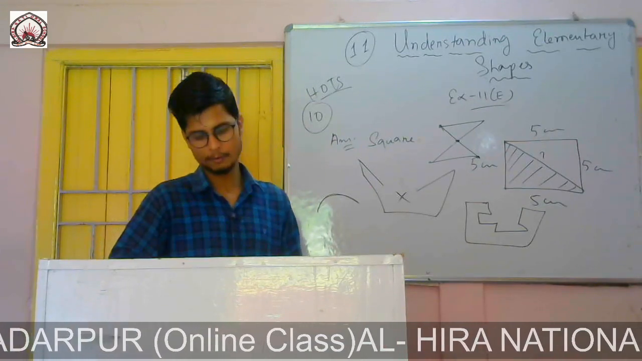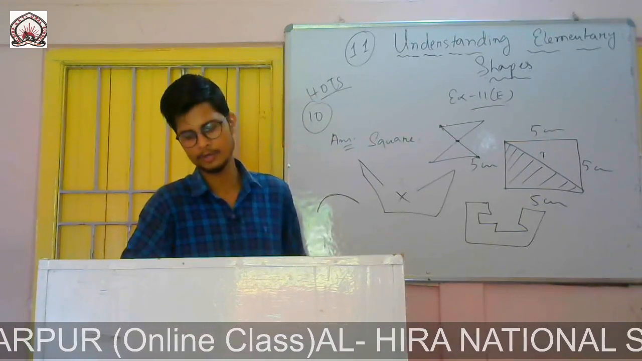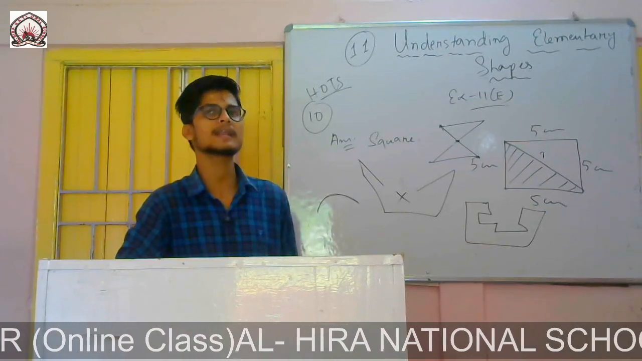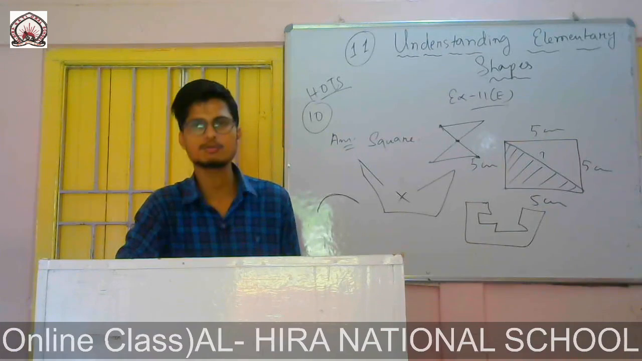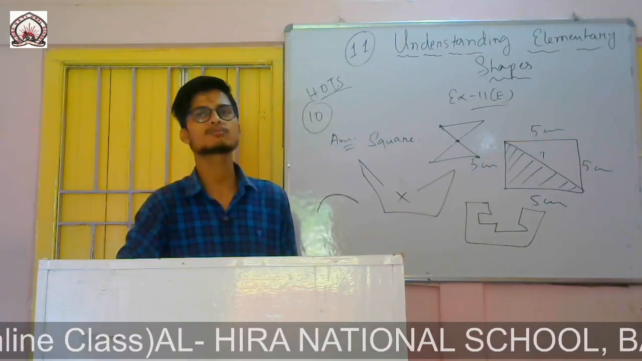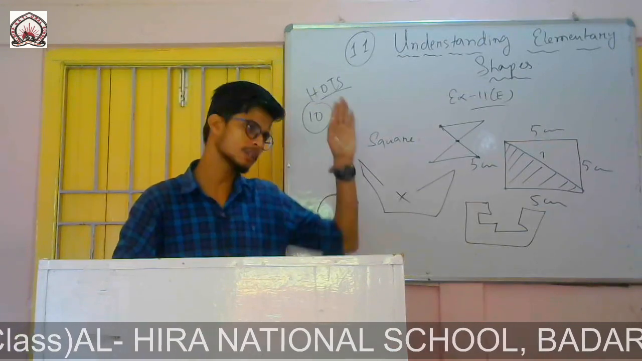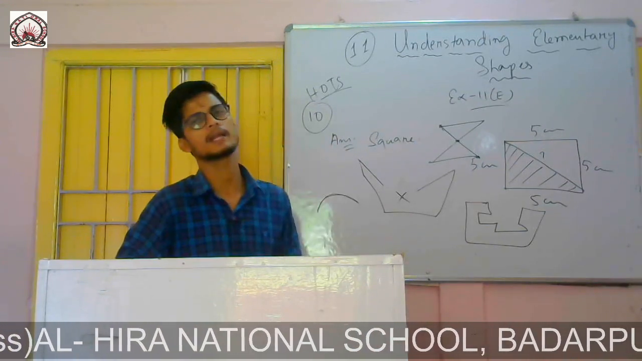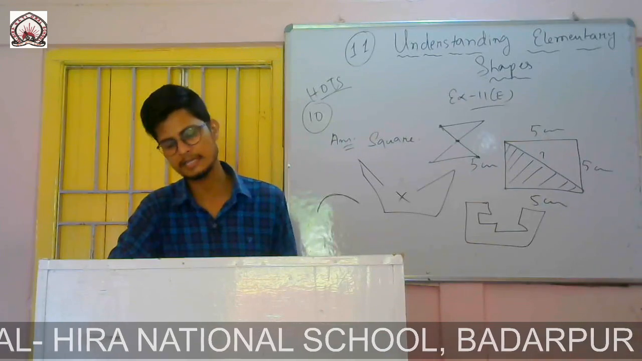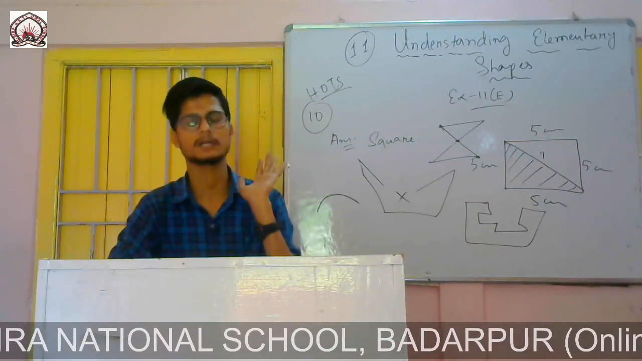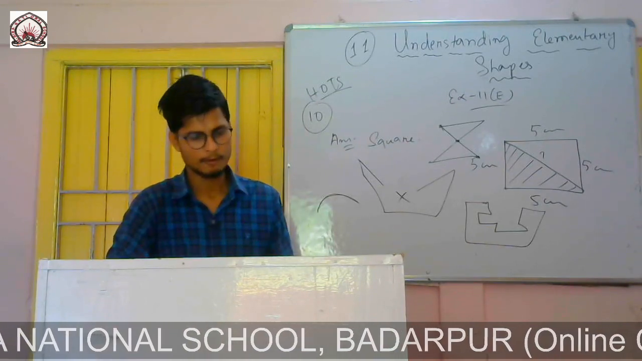Then comes the regular polygon. A regular polygon is a polygon with all sides and all angles equal. If the sides are 5 centimeter, then all the sides will be 5 centimeter in that polygon. If for example the angles are 30 degrees, then all will be 30 degrees. They will be of equal measures.